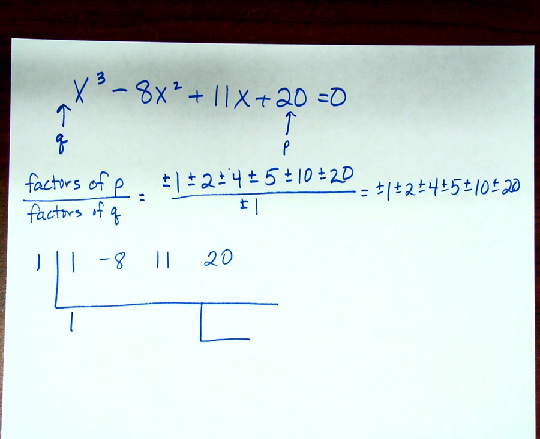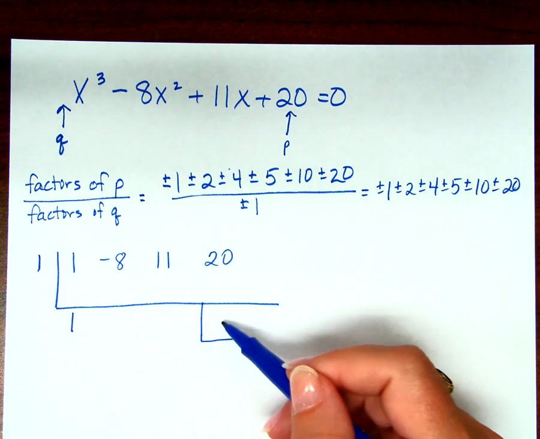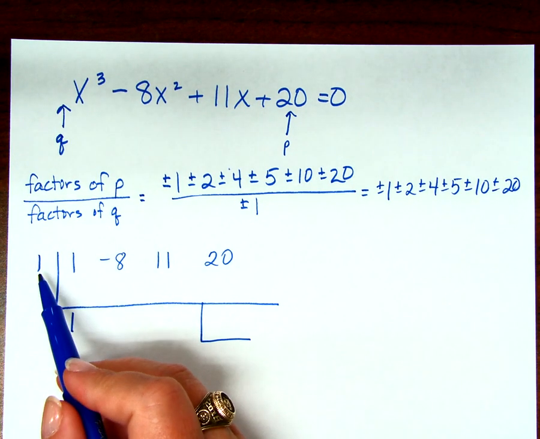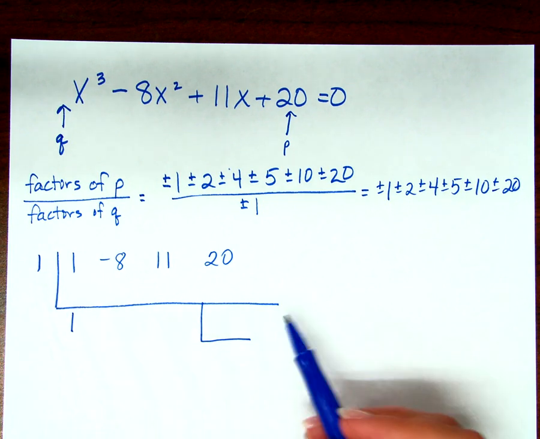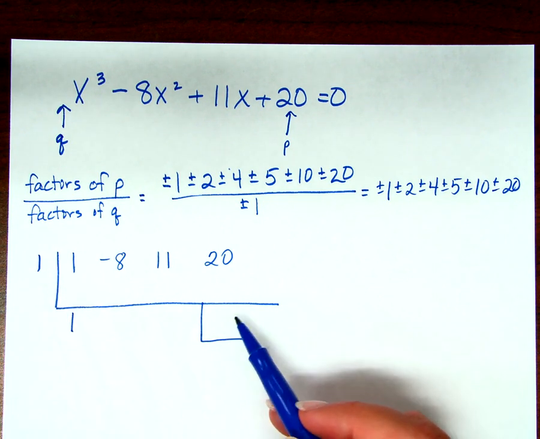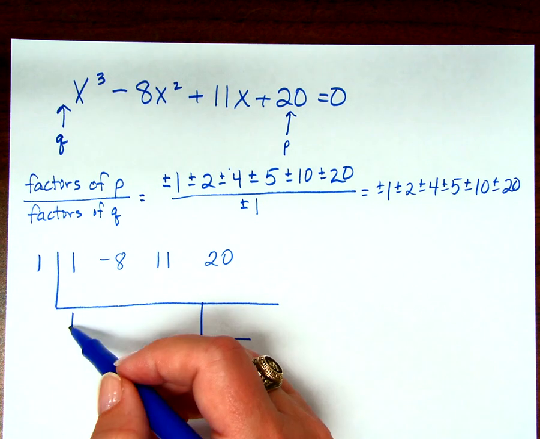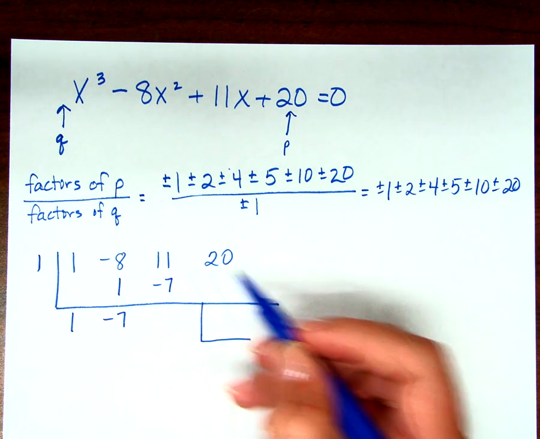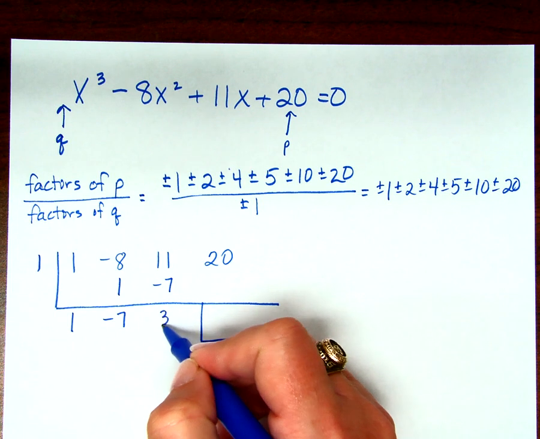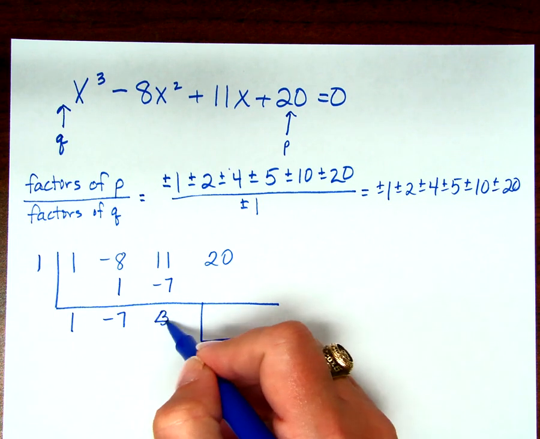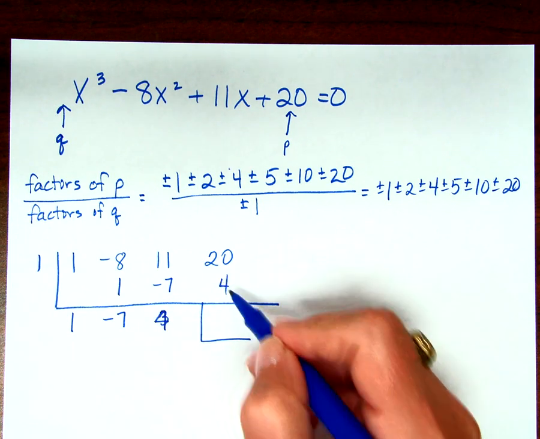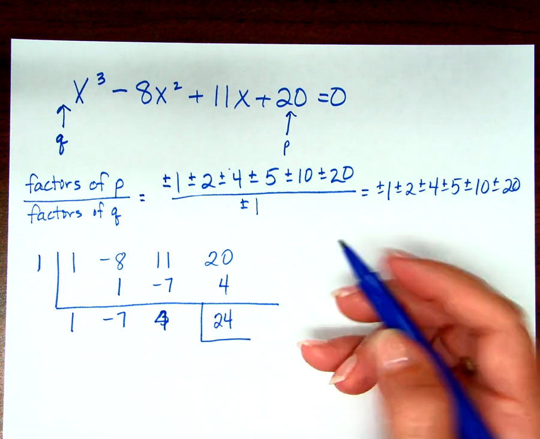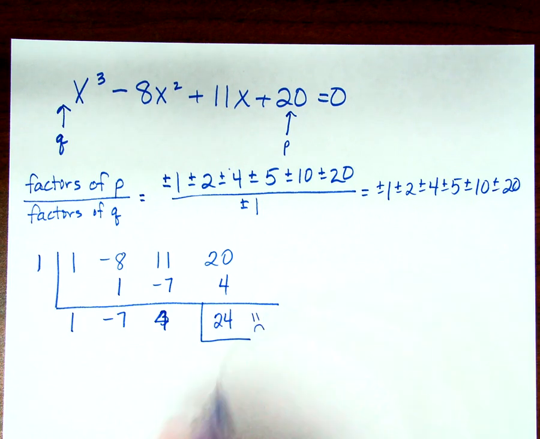The remainder theorem says if I get a 0 here, this is a 0, which I can make into a factor. So what I want is a 0 in my remainder. Okay? So 1, 1, negative 7, 3, 4, 4, 24. Nope, didn't work. Sad face.